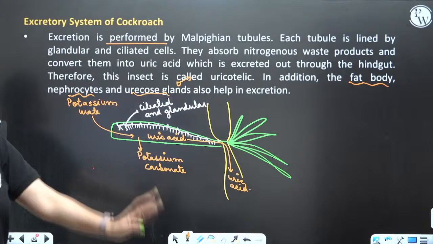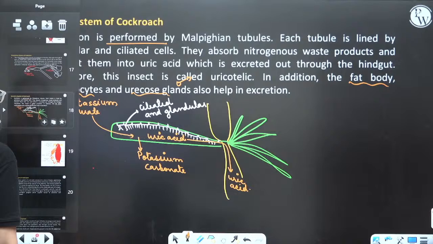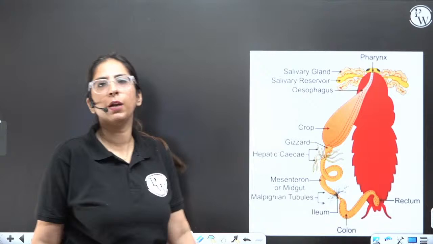Where are uricose glands present? In case of male, not in female. Not in female. I'll show you where these are present, okay? So this is where the Malpighian tubules are present. How many in number? 100 to 150. A lot of them are present.